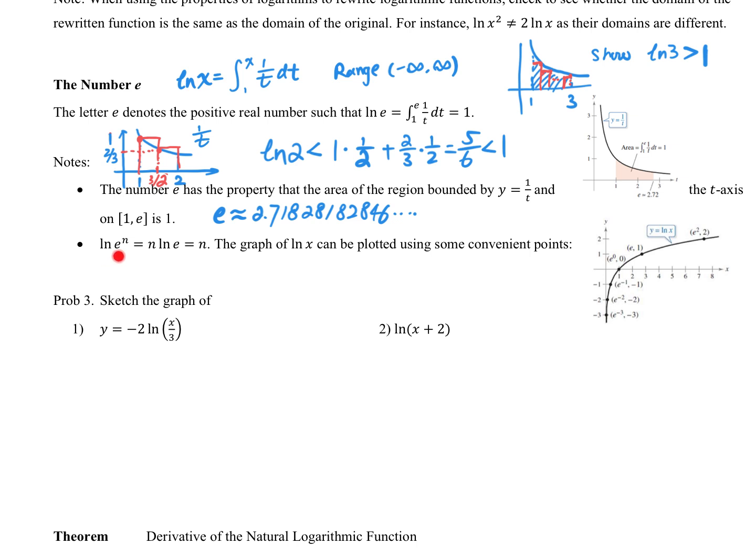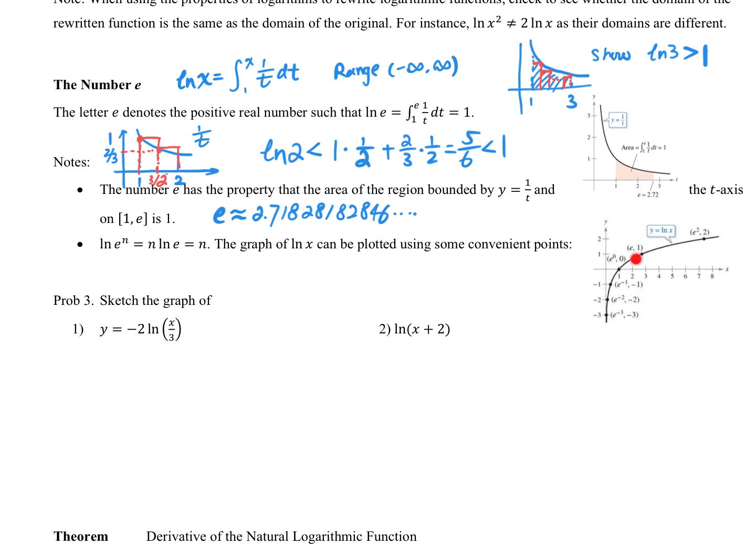Now, ln e to the n is equal to n times ln e, because n can be moved to the front of the ln. And ln e, by definition, is 1, so therefore this is n. So using some nice convenient points, which means the powers of e, we can actually plot the graph so that we make a more accurate graph. And it looks like this.